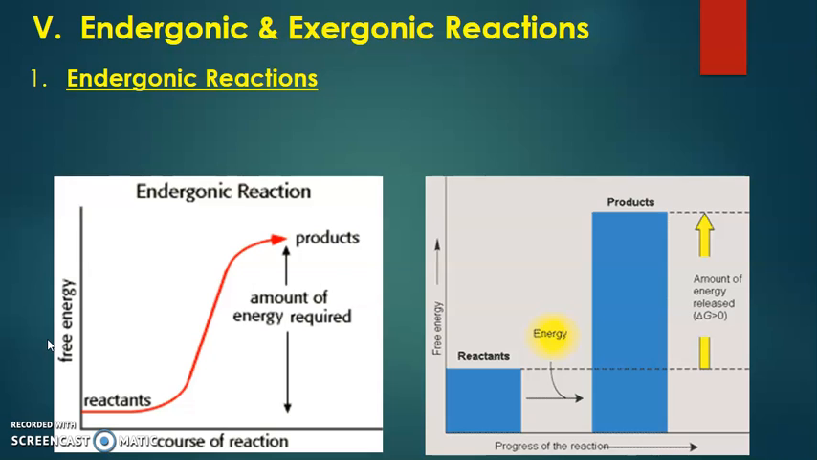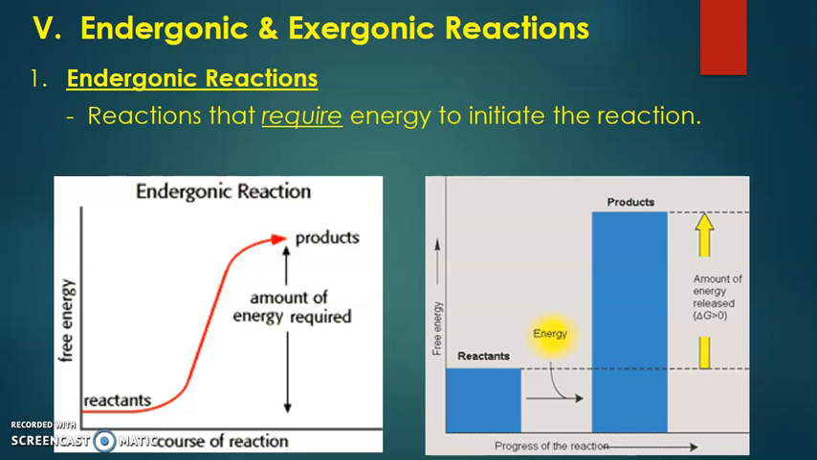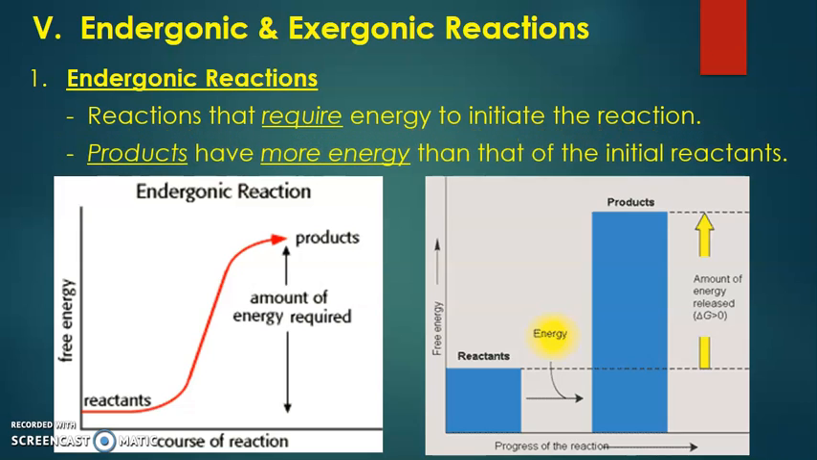So if we begin with an endergonic reaction, ender means in or inwards. So an endergonic reaction is going to be a reaction that is going to produce products that have more potential energy than the original reactants or initial reactants did. In endergonic or exergonic reactions, there's still going to be a little bit of required energy, or activation energy, to start the reaction.